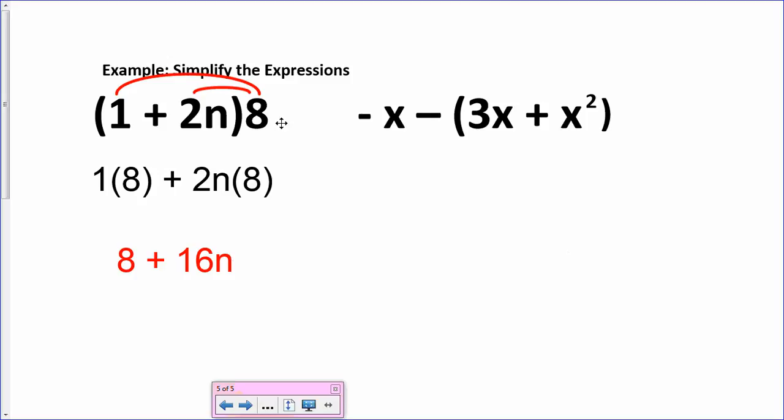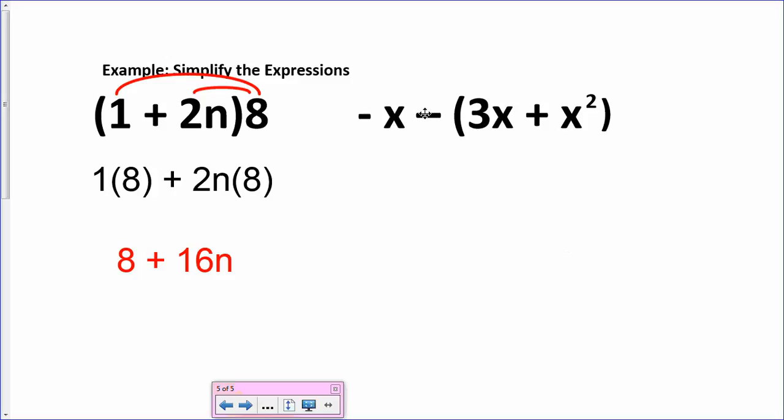Okay? This next one's a little bit tougher. I've got more stuff hanging out. So here, this says negative x minus 3x plus x squared. Okay?